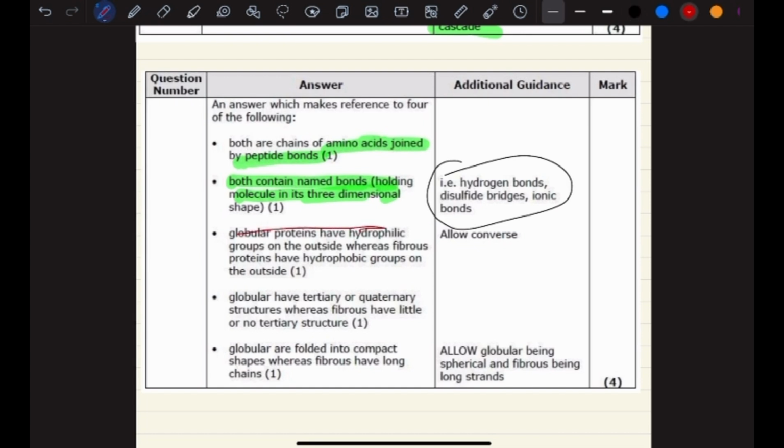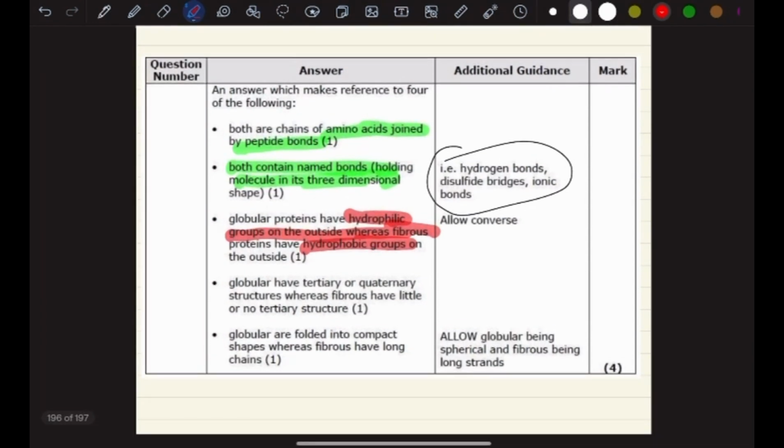Globular proteins, hydrophilic. In a globular protein, we said that hydrophilic is on the outside, and in fibrous, we said that hydrophobic was on the outside. That's the difference. Also, something that I didn't mention, probably should have, but you could have picked up 3 marks anyway: globular has tertiary and quaternary structure. Fibrous have little or no tertiary structure. That's just something that's good to add on. And then you could have got 4 marks on this question.